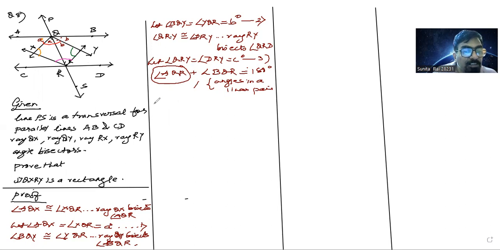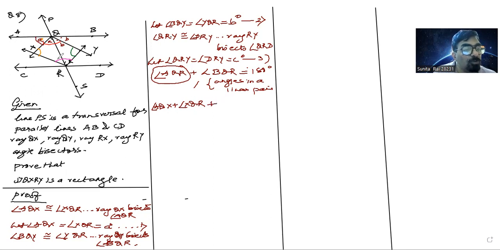So in place of AQR, what will I write? AQX plus angle XQR. Why did I do this? Because I know the measure of these two angles as A degrees. I can substitute. In the same way, just have a look at angle BQR.